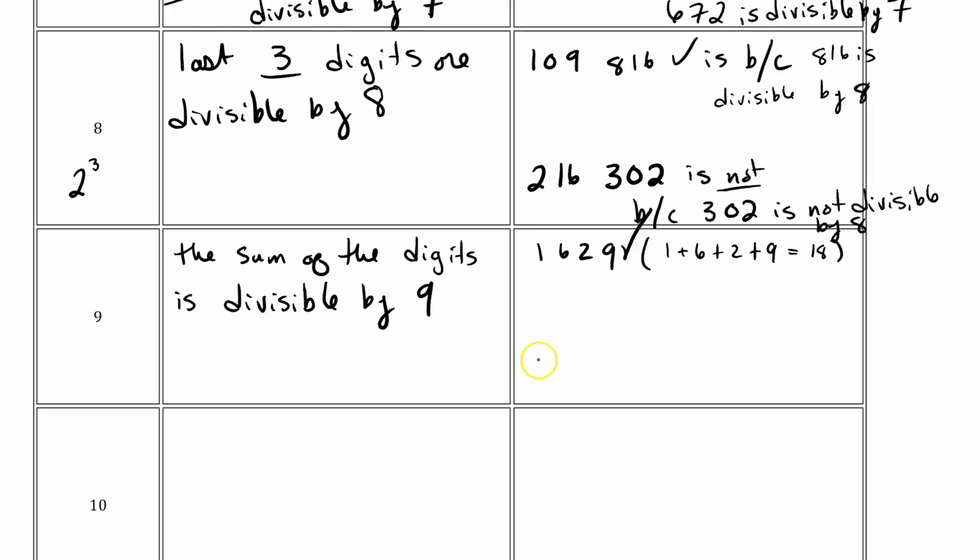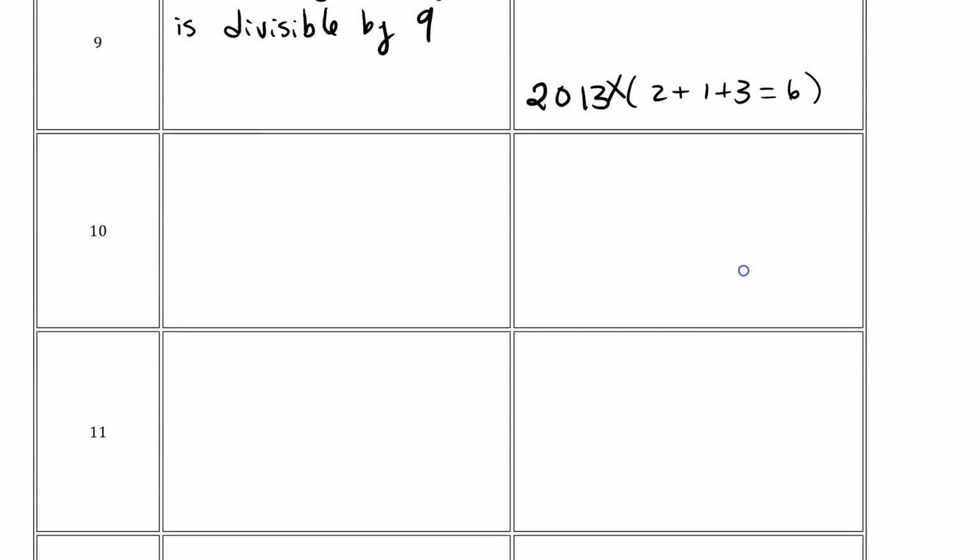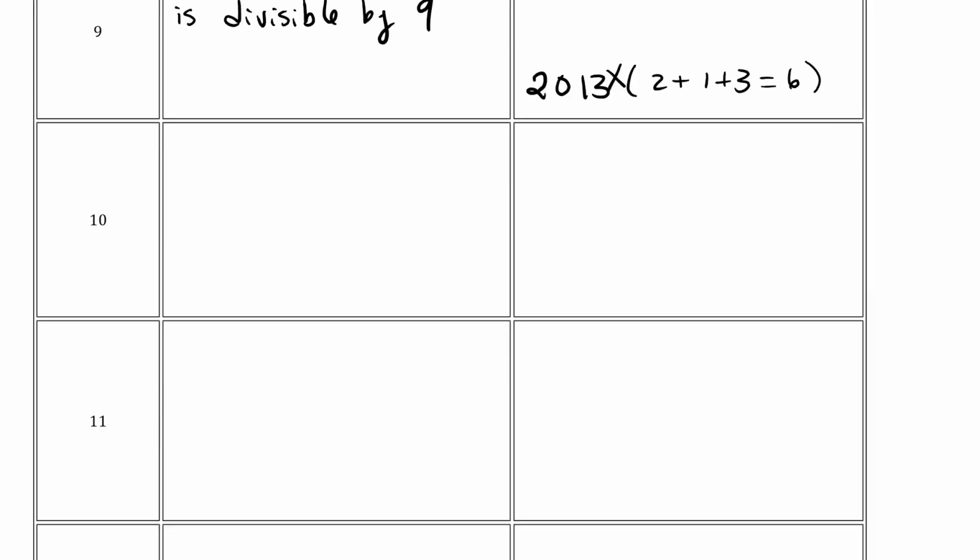However, if we have the number 2013, 2 plus 1 plus 3 equals 6. So 6 is not divisible by 9. 6 is divisible by 3, but it's not divisible by 9. So we know that 2013 is also not divisible by 9. 10 is easy if the number ends in 0. We know it is. Simply put, 70 is divisible by 10. 71 is not.